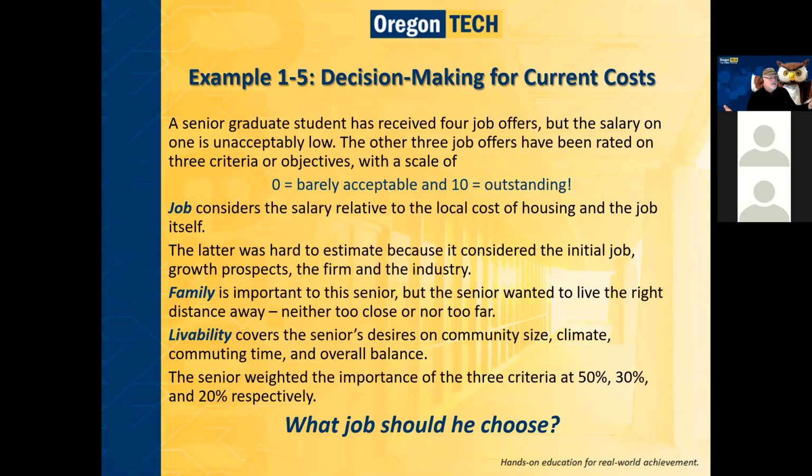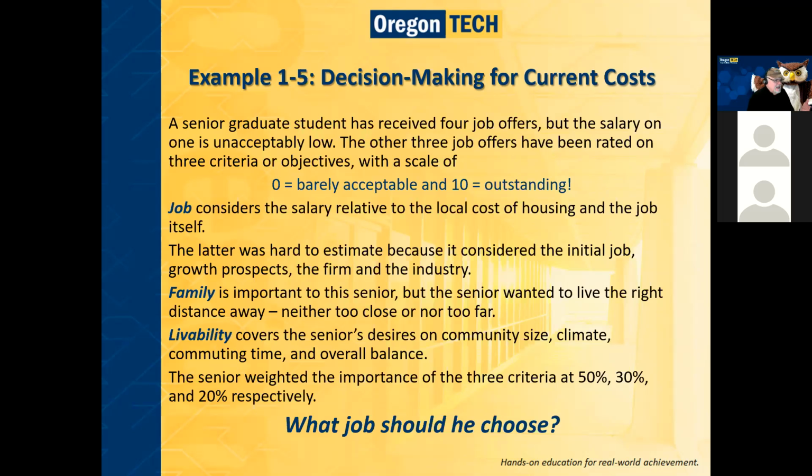So, a senior graduate student has received 4 job offers, but the salary on one is unacceptably low. The other 3 job offers have been rated on 3 criteria or objectives on a scale of 0 to 10. 3 job offers, 4 job offers. He must be from OIT. 4 job offers right away. It lists these criteria: the job itself, family, so he's close enough and has access to his family, and livability, about where it is.